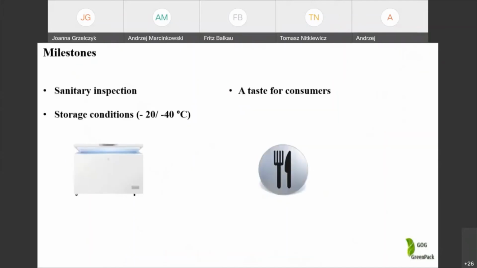What problems may we have, and what do we need to do in the future? We need to check if we can store the product in cold storage. We need to see if sanitary inspection is clear for our products, and if consumers will want to eat our products.